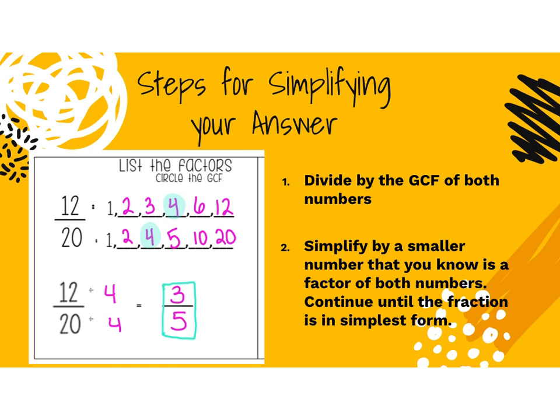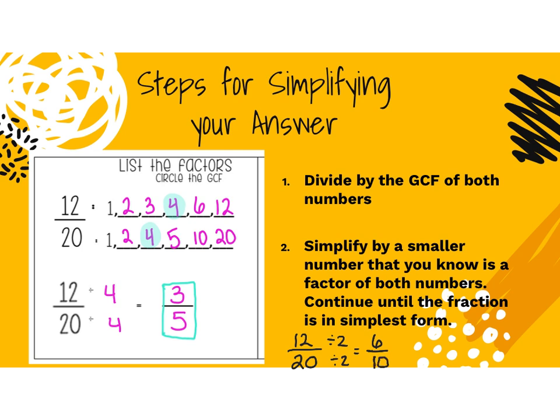We could also simplify by a smaller number than 4 first. So if we have 12 over 20, I notice that both of these numbers are even numbers. So I could divide both of them by 2. And when I do, I get 6 over 10.